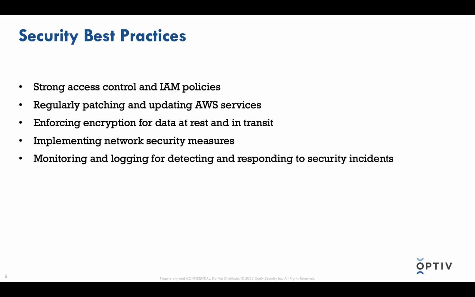Lastly, monitoring and logging are vital for detecting and responding to security incidents. Enabling AWS CloudTrail to capture and log API activities provides valuable audit trails for investigating any unauthorized actions. Additionally, utilizing AWS CloudWatch allows you to set up alarms and notifications based on predefined metrics, enabling early detection of any unusual or suspicious behavior.